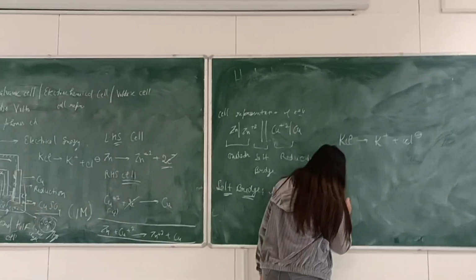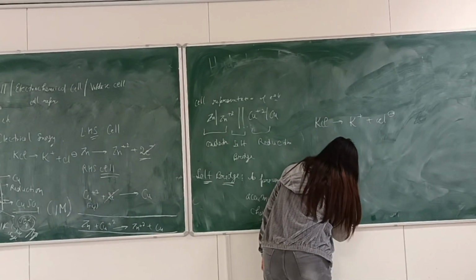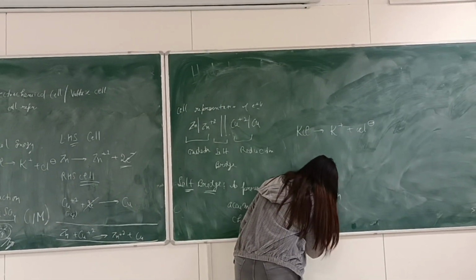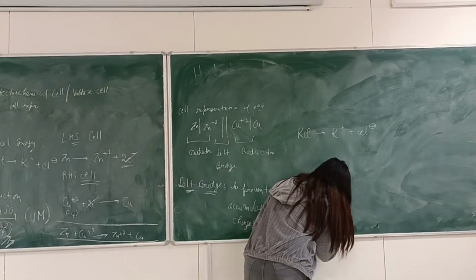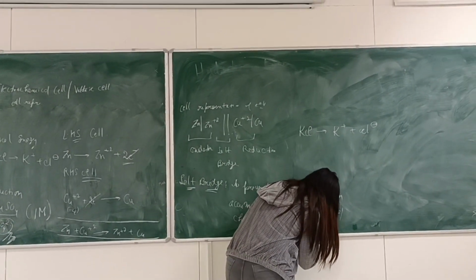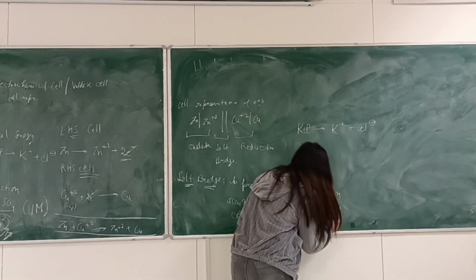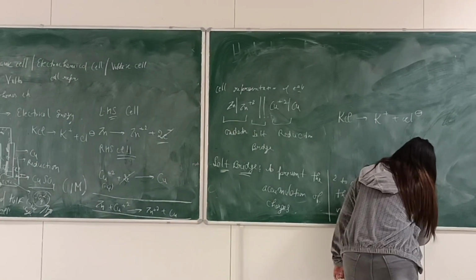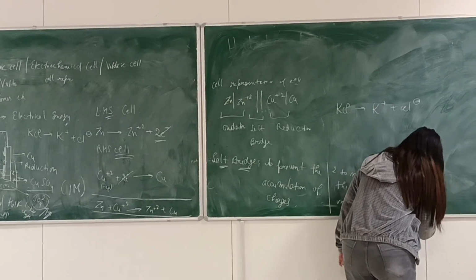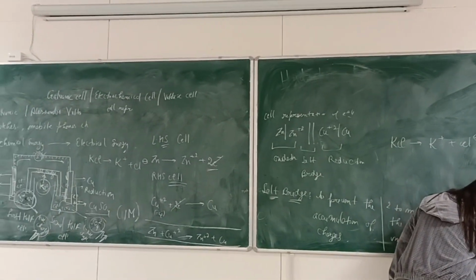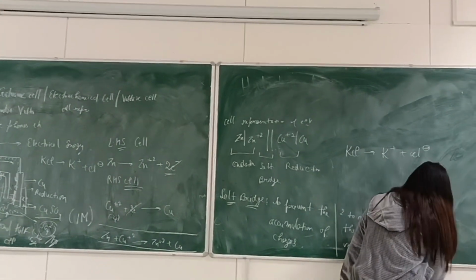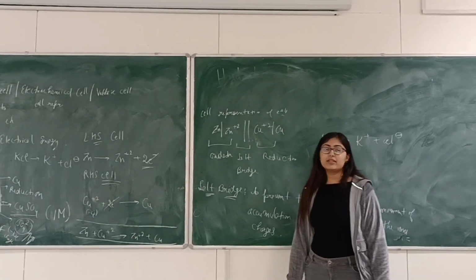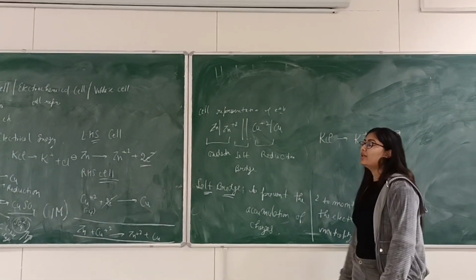Next is to maintain the electrical neutrality. The third one is the movement of the ions. Now this is all about the galvanic cell. In the next video we will talk about the electrolytic cell.